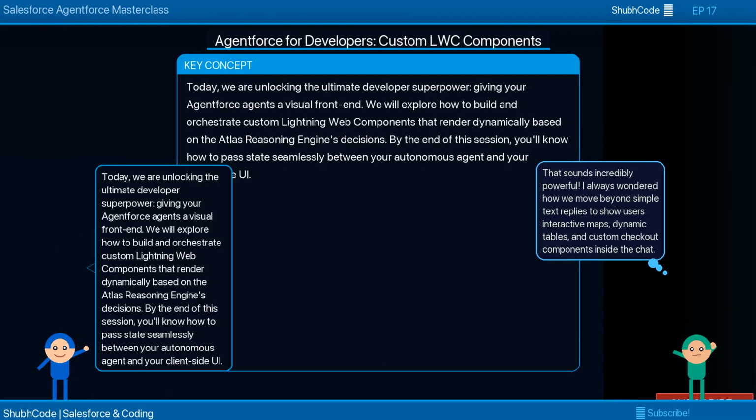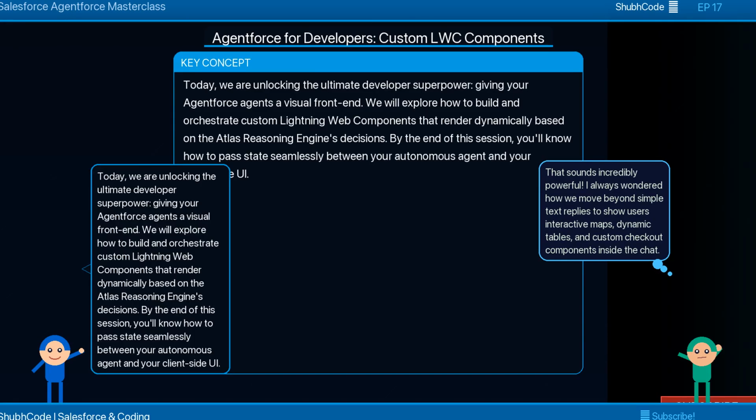Let me explain this simply. Today, we are unlocking the ultimate developer superpower, giving your Agentforce agents a visual front end. We will explore how to build and orchestrate custom Lightning Web components that render dynamically based on the Atlas reasoning engine's decisions. By the end of this session, you'll know how to pass state seamlessly between your autonomous agent and your client-side UI. That sounds incredibly powerful.